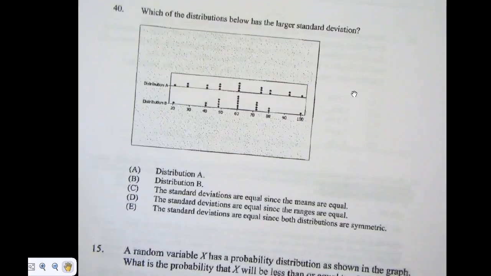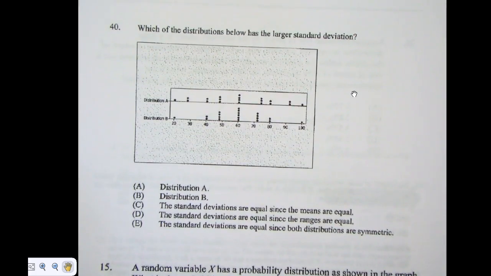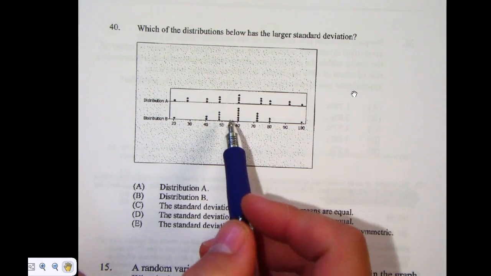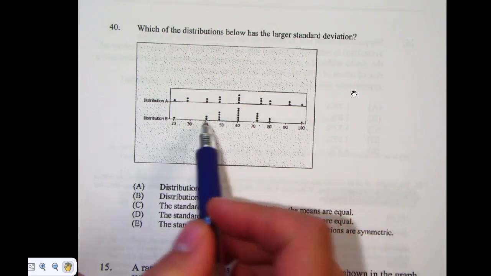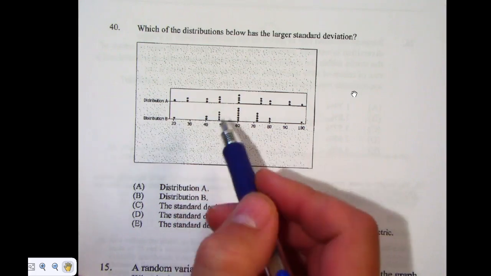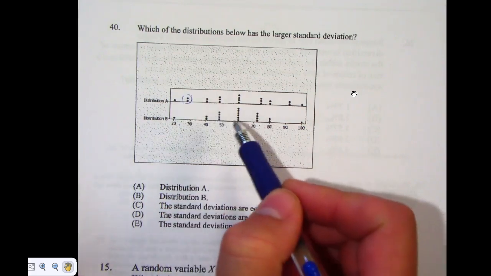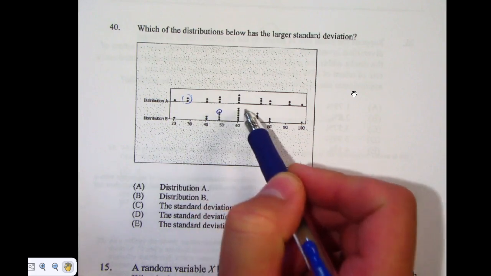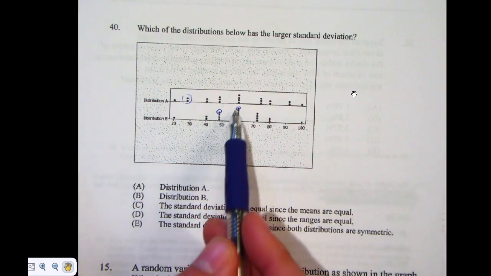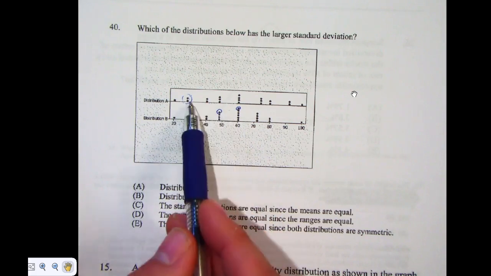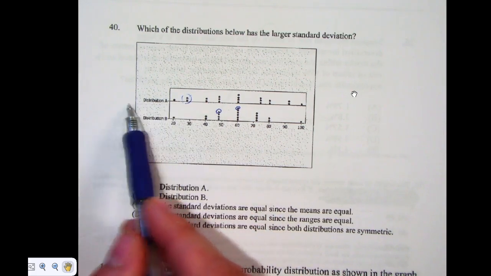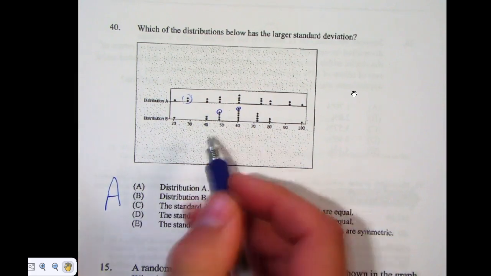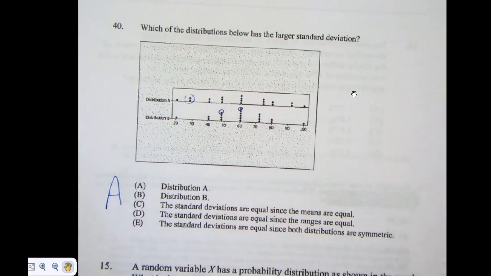40, which one is the largest standard deviation? So you want the one that has more points further away from the middle and fewer points in the middle. And if you look at what they did, distribution A, these 2 points came from there and there. So if you took these 2 points that are really close to the middle and spread them out further away from the middle, that's going to create a bigger standard deviation. So A has the largest standard deviation because it's just more spread out. Like this is a moodier person than this is.